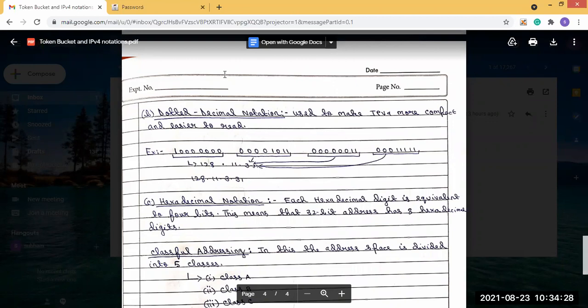Is it clear to everyone? Yes, sir. So this is all about the basic concept of IPv4. In the next class, we will see how to find the class of a particular address. That means the address will be given, and we will show in which class this address is present.